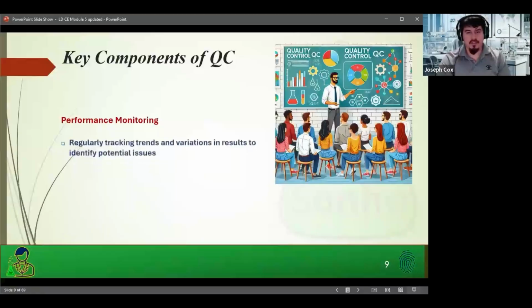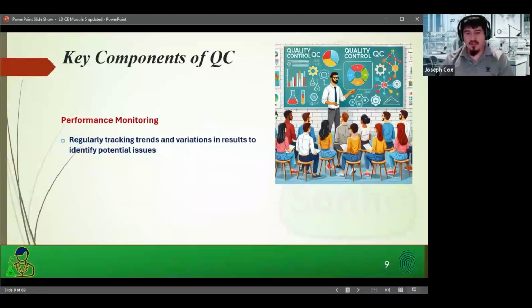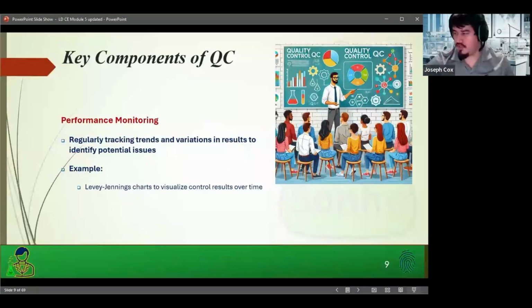Performance monitoring is regular tracking of trends and variations in results to identify potential issues. An example of this is the Levey-Jennings charts to visualize control results over time. If you don't know what a Levey-Jennings chart is, it's often referred to as a QC chart. It's how labs often track their QC over time.